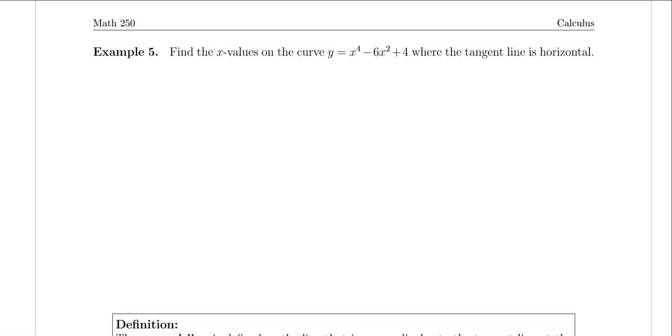Alright, so let's get started with example 5, where we're being asked to find the x values on the curve y equals x to the fourth minus 6x squared plus 4, where the tangent line is horizontal. So how do we proceed here? How do we know which x values will have a tangent line that is horizontal?